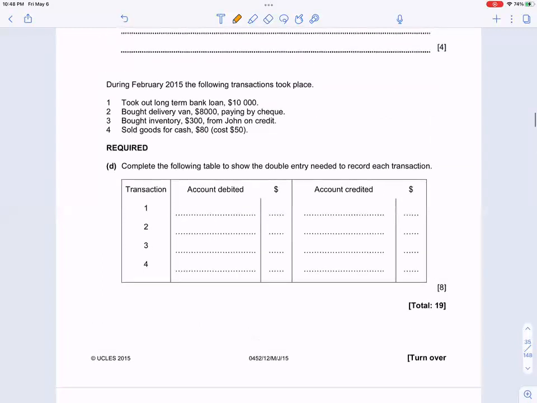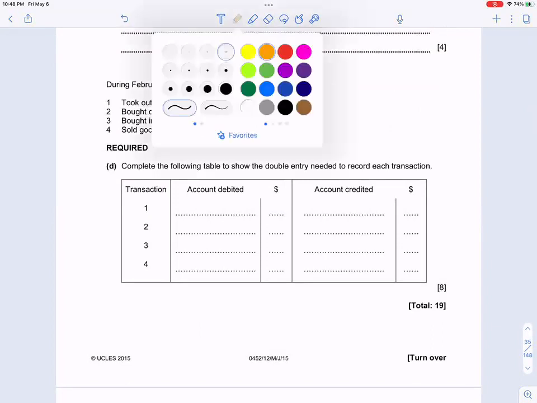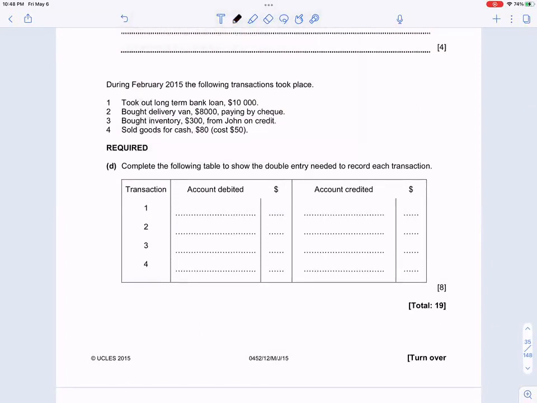I want you all to go to page number 35. Try the journal entries.